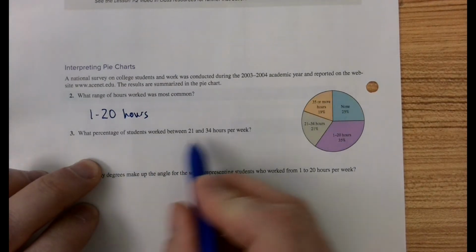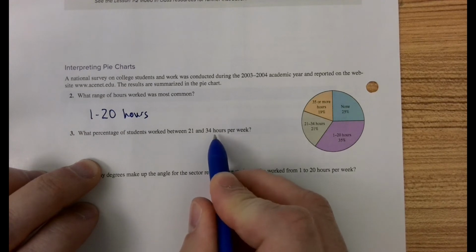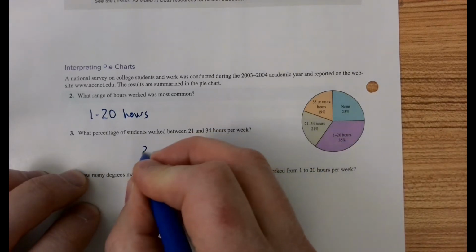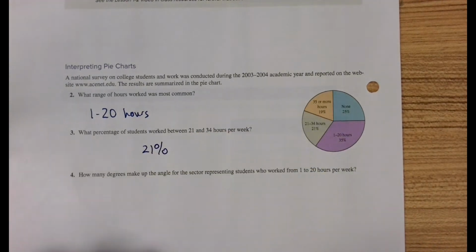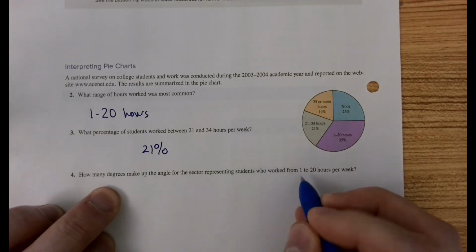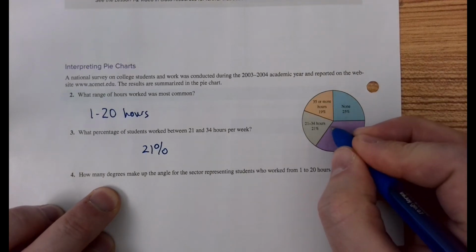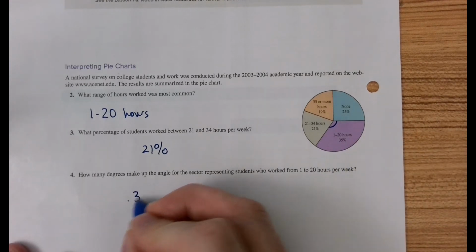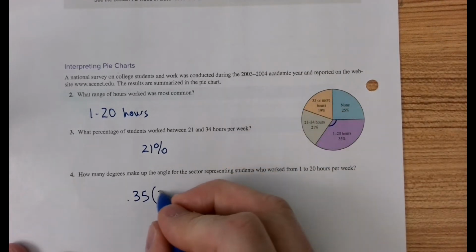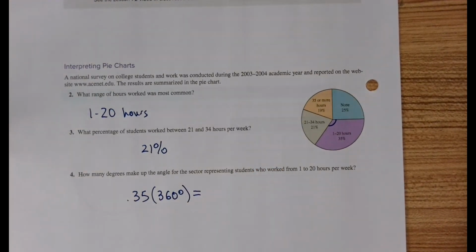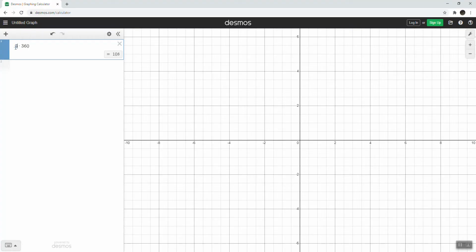All right, what percentage of students work between 21 and 34 hours per week? So again, this is just, can you read the graph? Here's that sector, 21 to 34 hours, and that is 21%. Now, if we want to know how many degrees make up the angle for the sector representing students who work from 1 to 20 hours per week, we know that this angle measured in degrees is 35% of the total degrees in a circle, which is 360 degrees. So like before, let's just calculate 0.35 times 360. Again, I'm going to rely on Desmos to do this calculation, and I get 126 degrees.